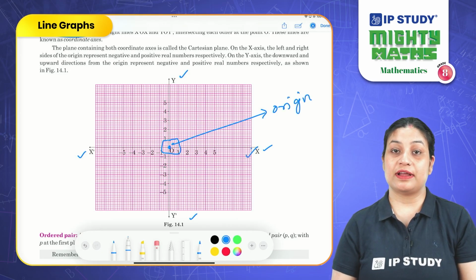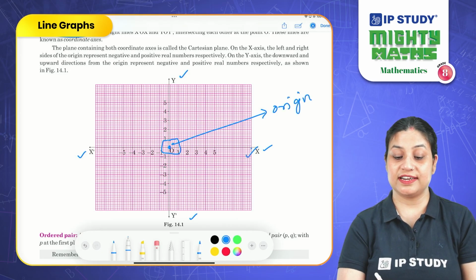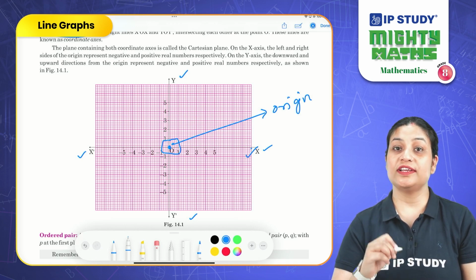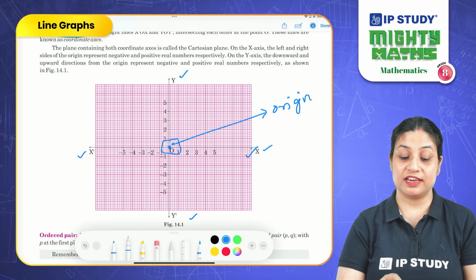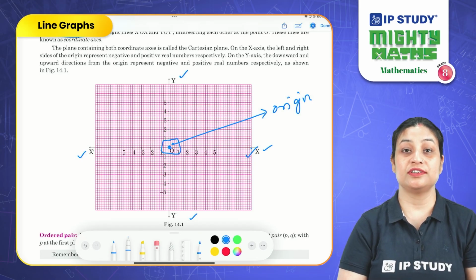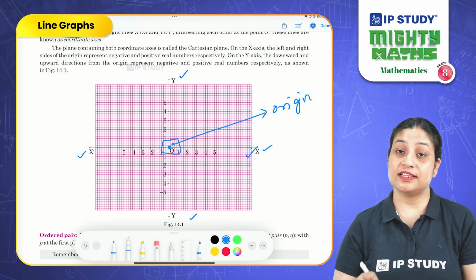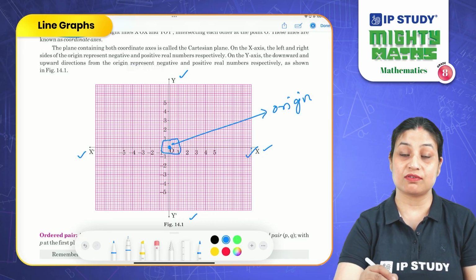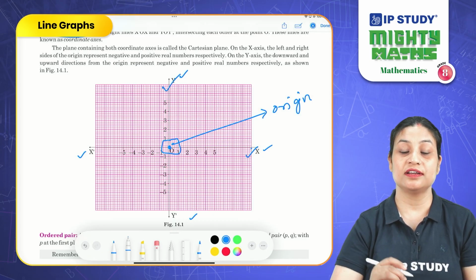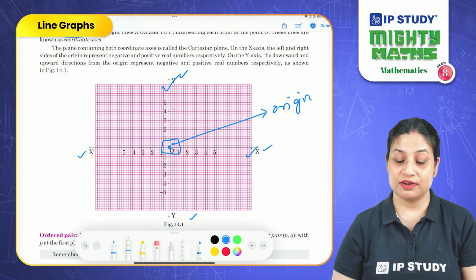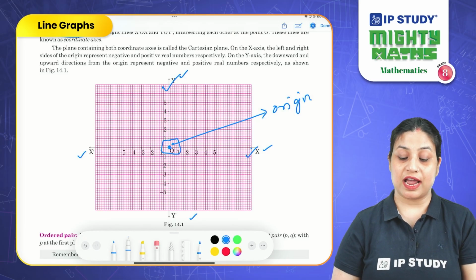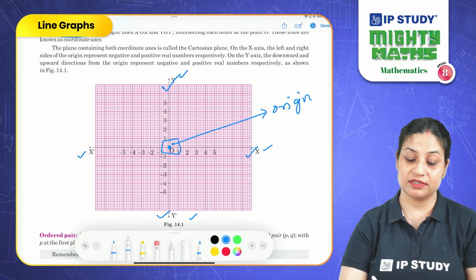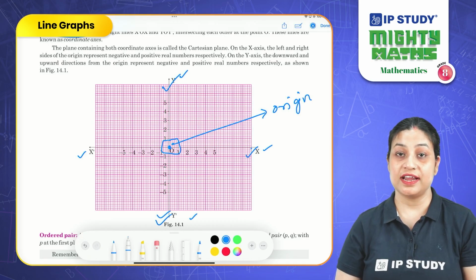All the positive real numbers are written on the right hand side of this origin on the horizontal line, and all the negative real numbers are written on the left hand side of this origin on the horizontal line. In the same way, on the y-axis, all the positive real numbers are written in the upward direction, and all the negative real numbers are written from the origin in the downward direction on this axis, right?